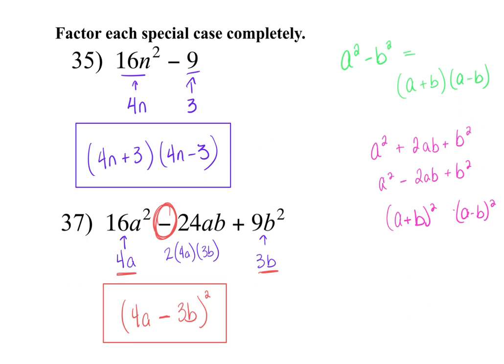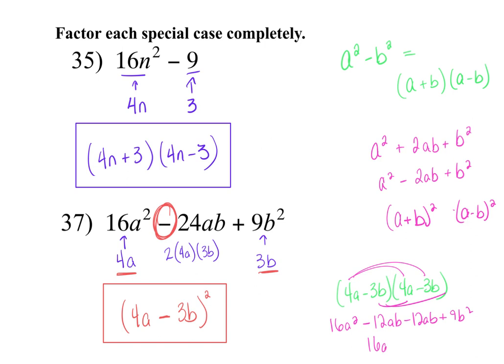And if I were to FOIL it, if I wanted to check it, remember to check these. It's going to be 4a minus 3b times 4a minus 3b. So to check these, you are FOILing. So if you check it by FOILing, you need to make sure you write it out twice and simplify. And you'll see that that makes up that middle term when you FOIL it. That's exactly what I started with. This is the right answer.